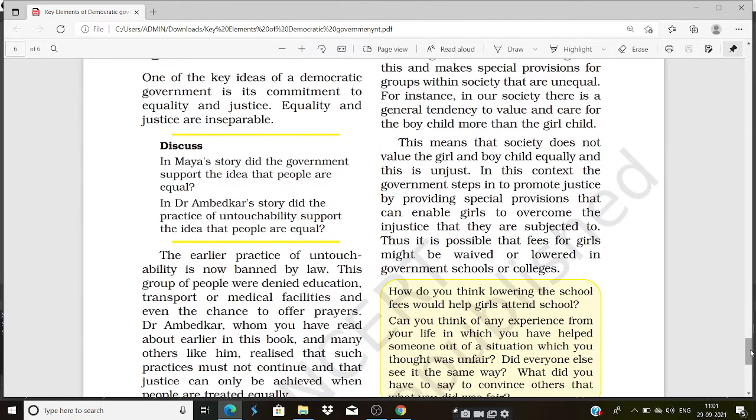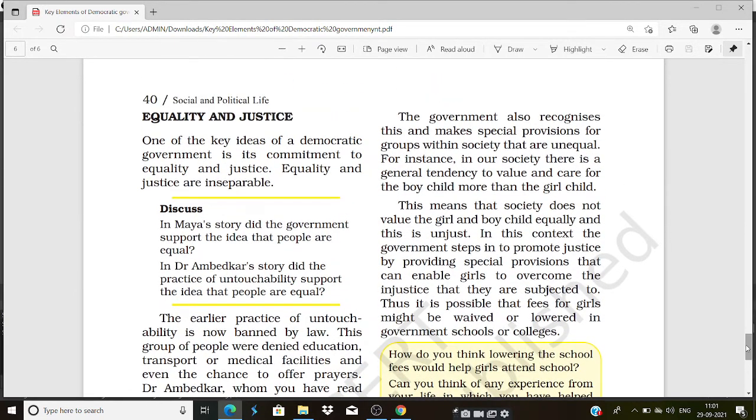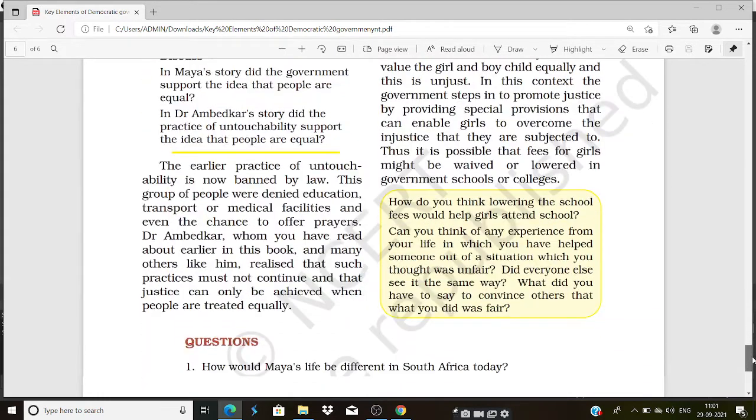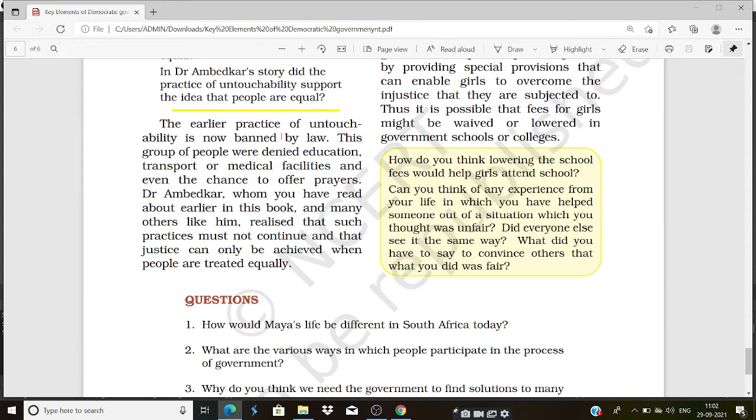See, one of the key ideas of the democratic government is its commitment to equality and justice. मतलब हमारी इंडिया में ये एक बहुत ही इम्पॉर्टेंट एलिमेंट है डेमोक्रेटिक गवर्नमेंट का, कि वो कमिट करती है दैट देयर विल बी इक्वालिटी एंड जस्टिस. Okay, and equality and justice cannot be separated, it is inseparable. मतलब जब इक्वालिटी होगी तभी जाकर जस्टिस मेंटेन रहेगा. Therefore we are going to understand this very important key element of the democratic government. So we will see the next paragraph.